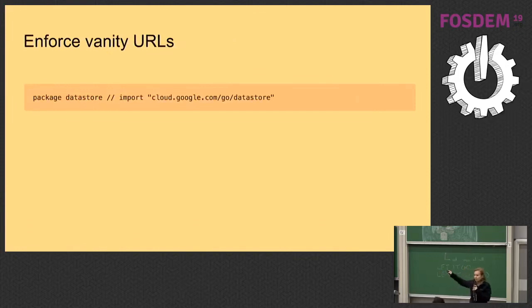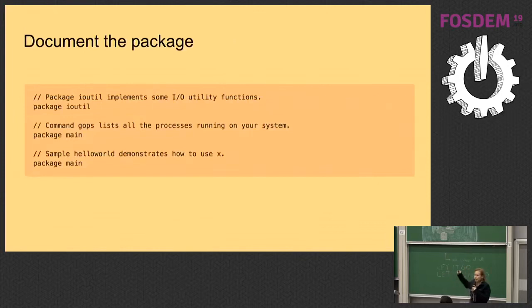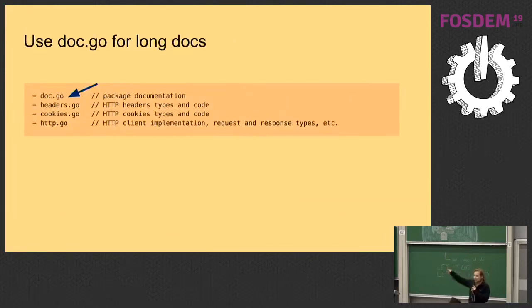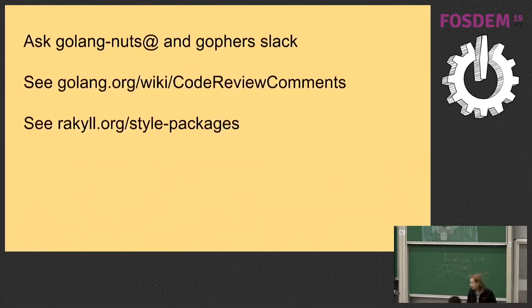Try to enforce vanity URLs. If you have these fancy URLs, you can enforce them. And write some docs, please. Document the package. You don't have any excuses. And use doc.go if you have very long documentation so people can just jump to that file and read. And that's all. Take a look at these links.